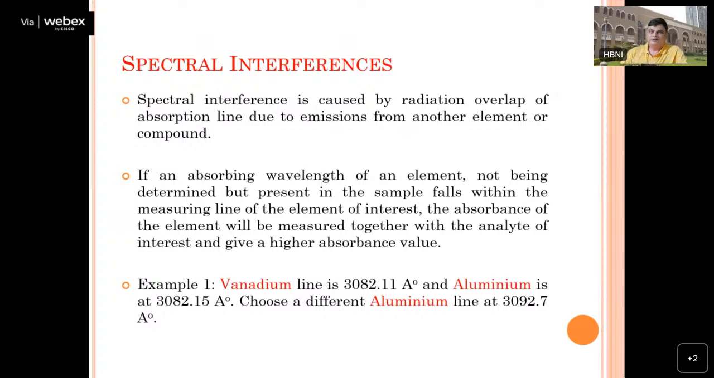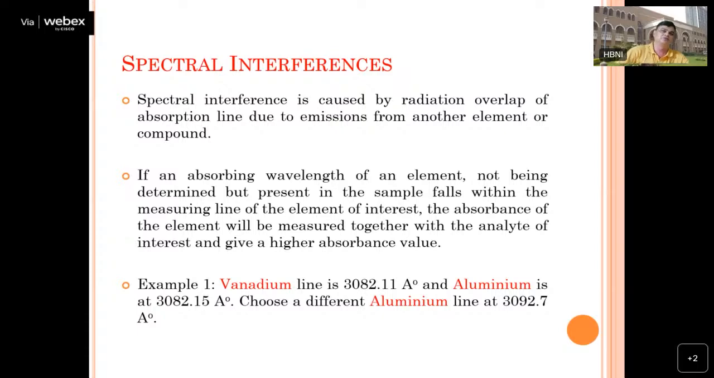Then there are many spectral interferences. Spectral interference means the elements have absorbance at many lines and wavelengths. For example, in the case of vanadium and aluminum, you want to do the analysis of the aluminum only.